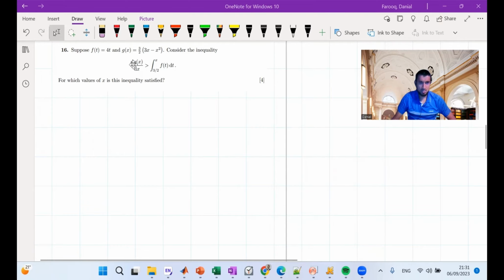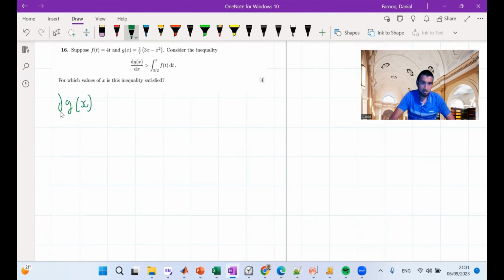So what we should do is do the left side, find out what it is, and then do the right side, find out what it is, and then compare. So let's do dg(x) over dx first. So dg(x) over dx will be a d of x of that.